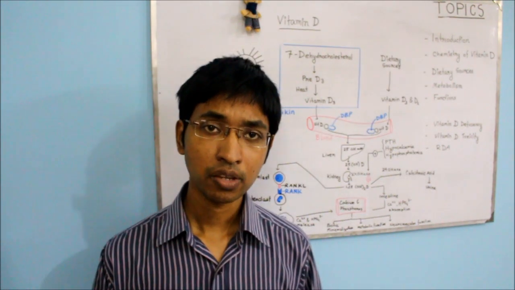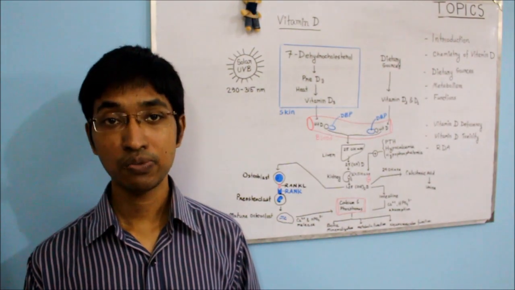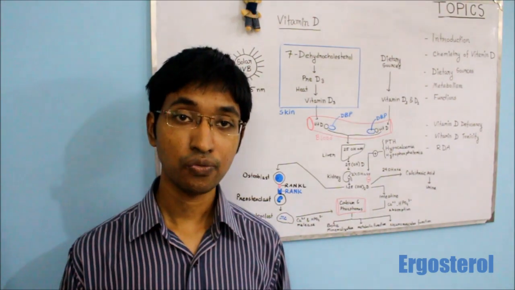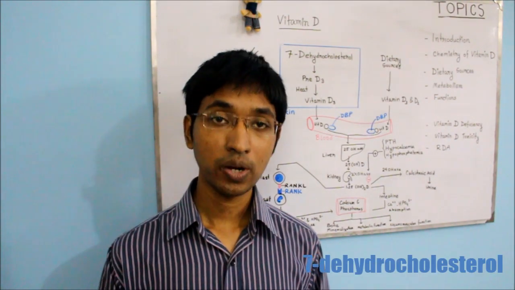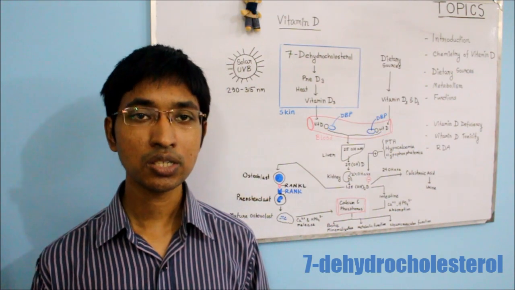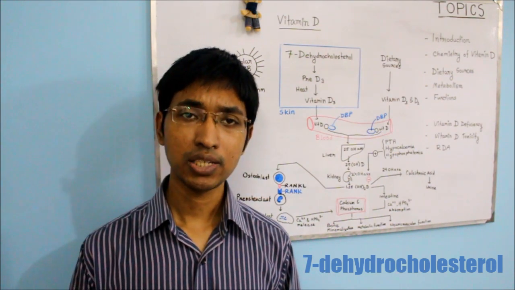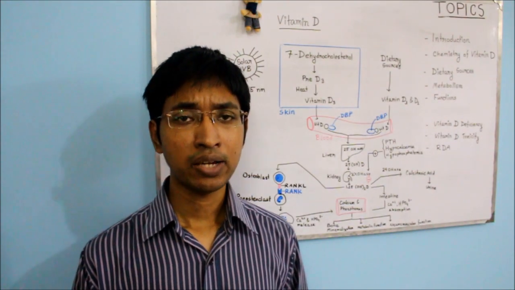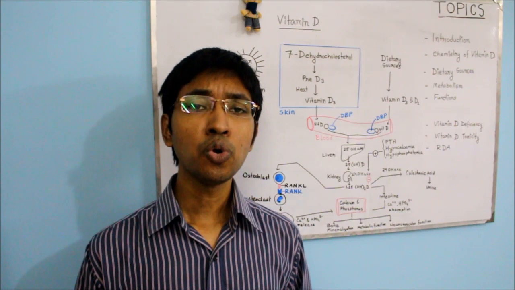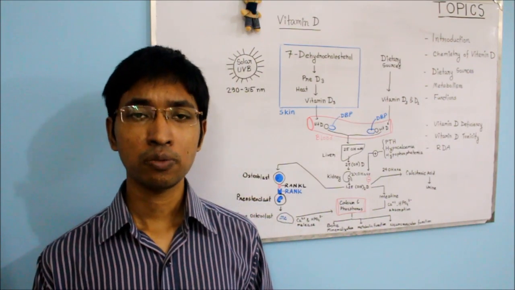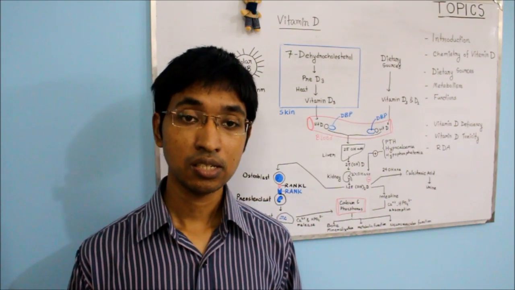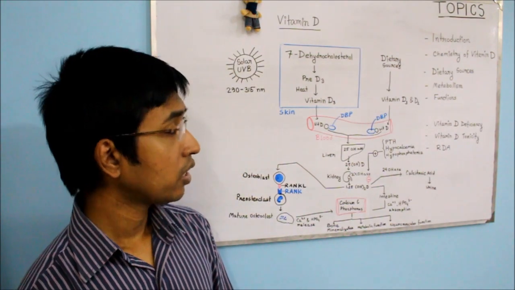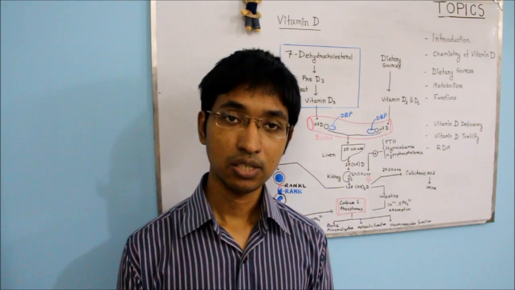For example, ergocalciferol is derived from ergosterol, and cholecalciferol is derived from 7-dehydrocholesterol. So that was in short about the chemistry of vitamin D. And one thing you have to remember, vitamin D from the plant sources is poorly absorbed, so we will mainly focus on vitamin D3 because that is derived from animal source. So now we will move on and talk about the sources of vitamin D.